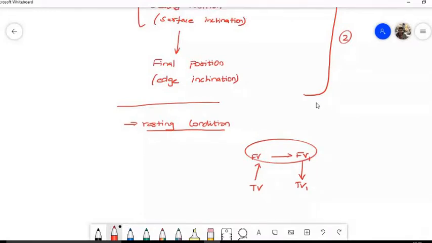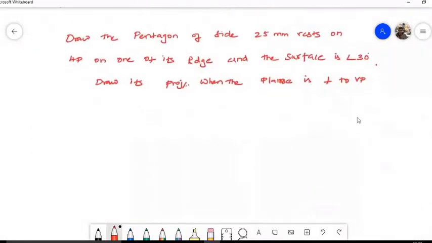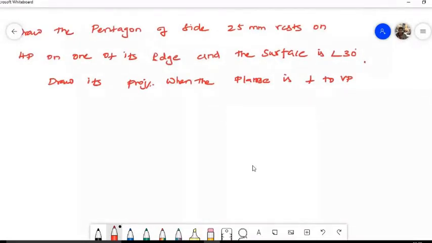Yes, sir. So I'll give you one problem. Can you solve that? I'll give you 10 minutes to try to solve this. The mic was muted, so I'm saying it again: if the distance in front of VP is not given, you can assume a suitable distance.